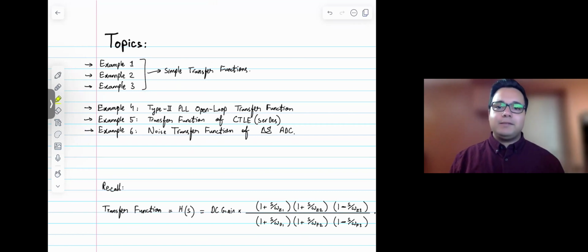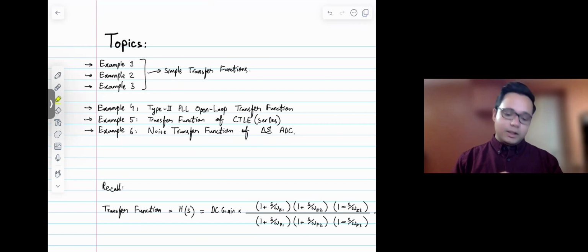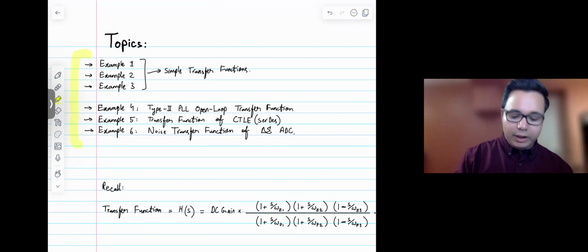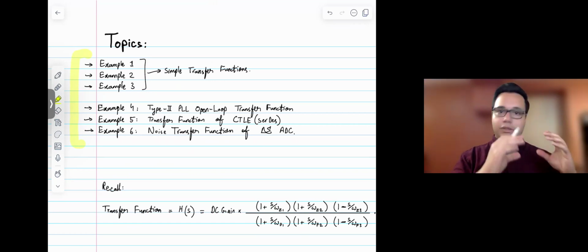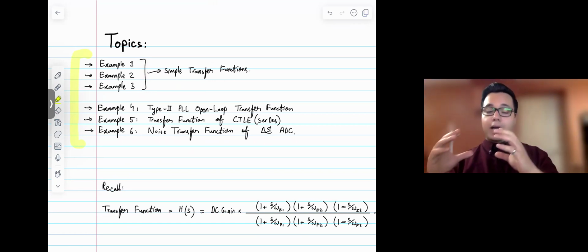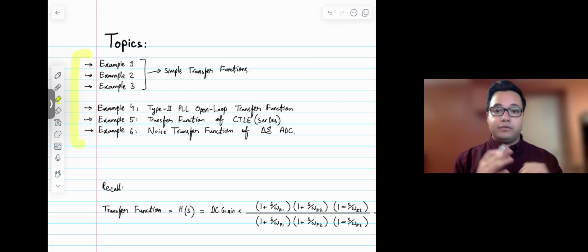Hey everyone, my name is Maskaram, and in this video we are going to do a quick review of Bode plots. So I have 6 examples over here, and the idea is that in each example we will look at the transfer function, and then we will look at what the Bode plot looks like, or what the gain plot and the phase plot look like for each transfer function.